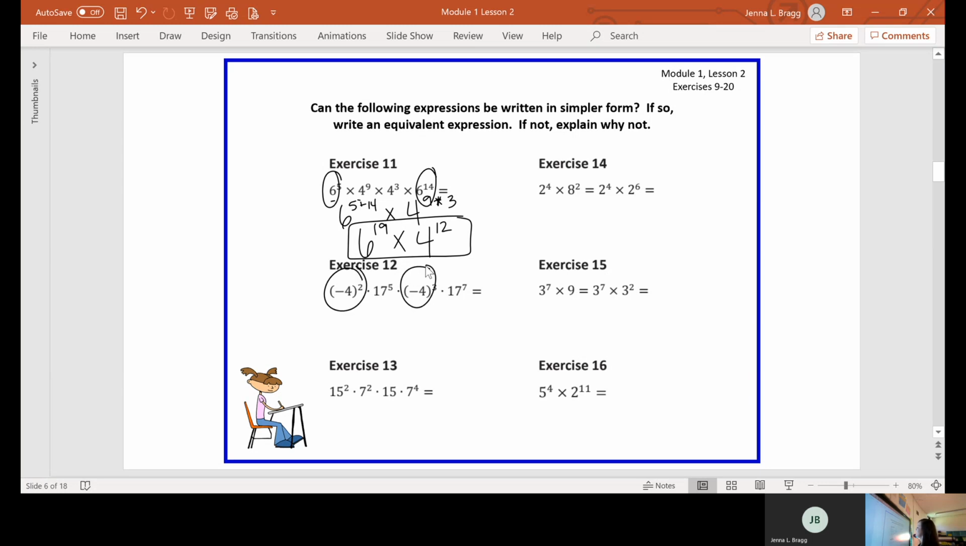Exercise 12. My common bases are -4 and 17. I can only put together the -4s, 2 plus 3, and the 17s, 5 plus 7. So your final answer, as simplified as you can get this, is -4 to the 5th power times 17 to the 12th.